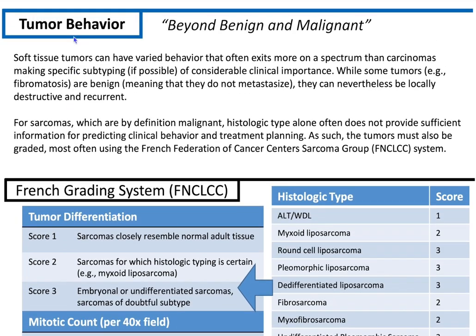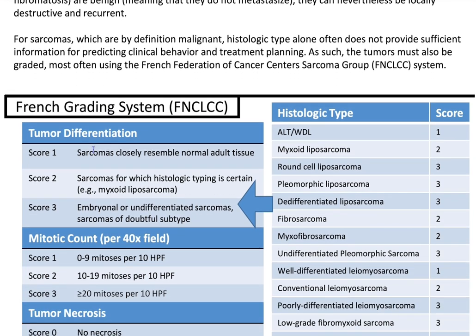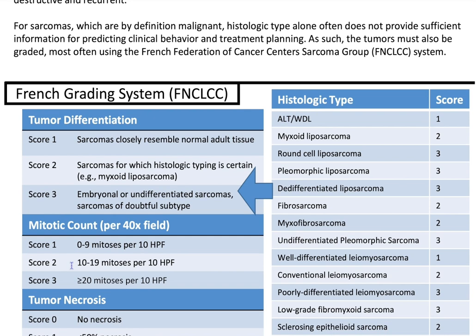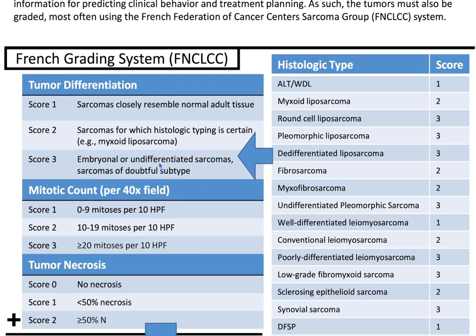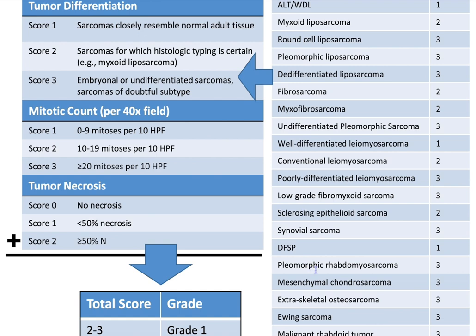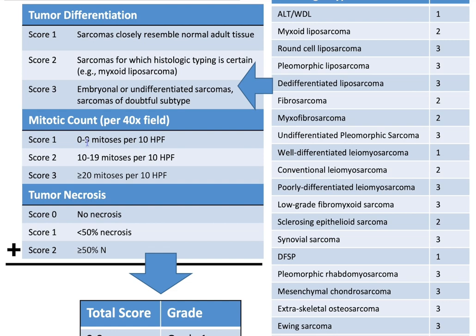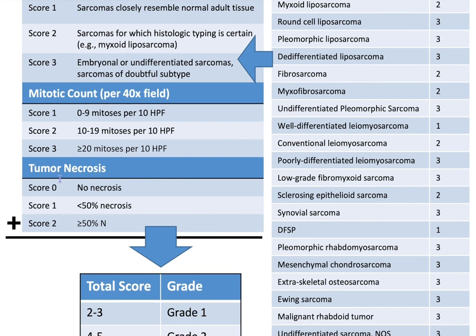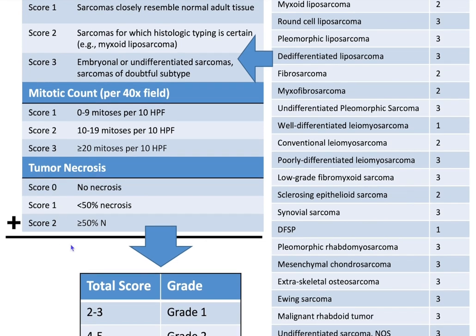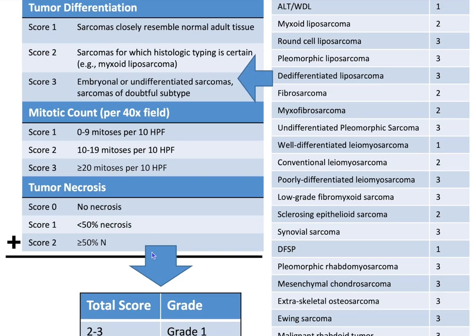And then last thing, we grade tumors based on the French grading system, the FNCLCC, based on tumor differentiation. The higher the score, the more dedifferentiated or immature it is, and based on what it is, it's already predetermined to score for you. Mitotic count, you have your score 1 to 3, and tumor necrosis, if it's greater than 50% necrosis, that's score 2. So the higher the grade, the worse the prognosis.